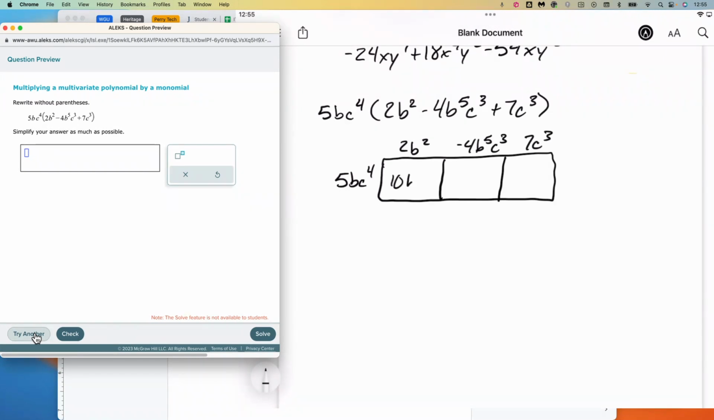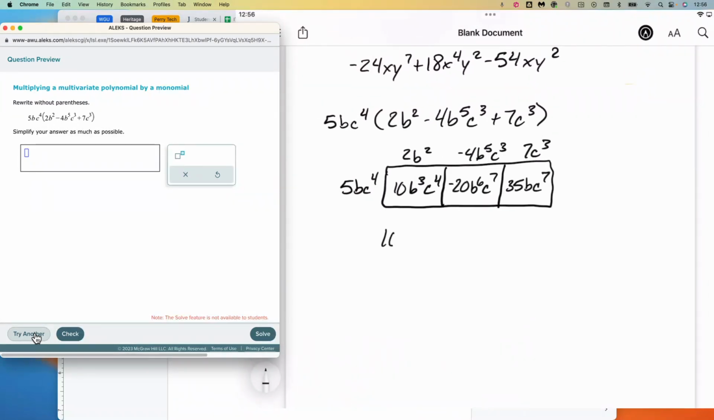So multiplying the numbers, I get 10. B times b squared is b to the power of 3, c to the fourth. 5 times negative 4 is negative 20. B times b to the fifth is b to the sixth. C to the fourth times c to the third, we add the exponents, is c to the seventh. 5 times 7 is 35. B, c to the fourth, and c to the third again makes c to the seventh.